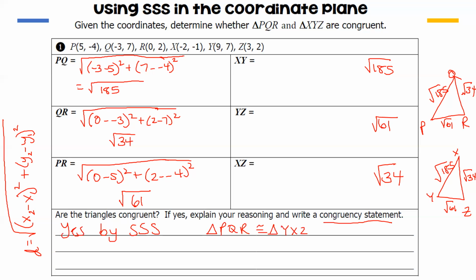If you need to see the work for any of that distance formula, or you would like to see this answer written as a sentence, you are welcome to check out the key posted to OMHS.